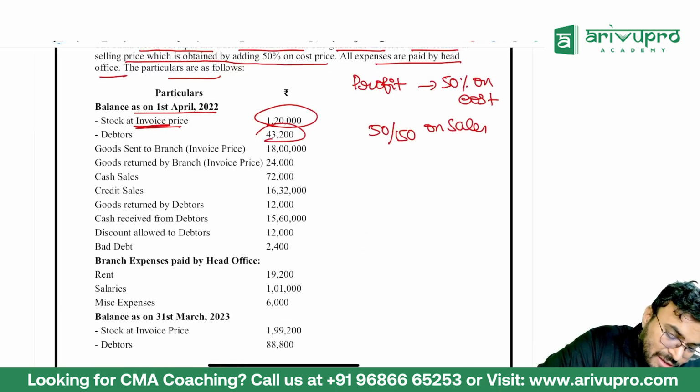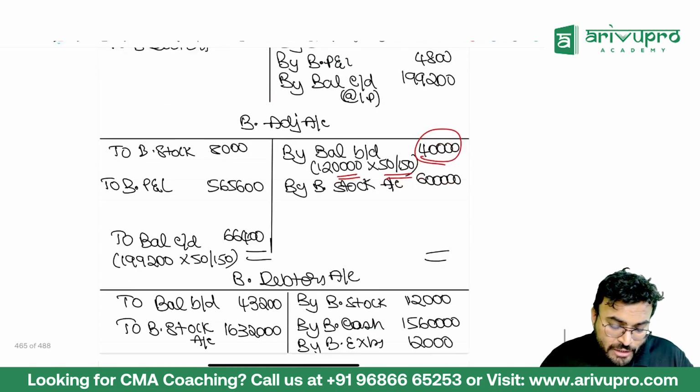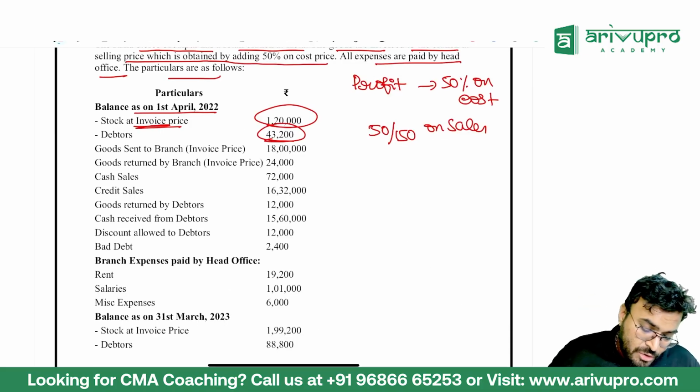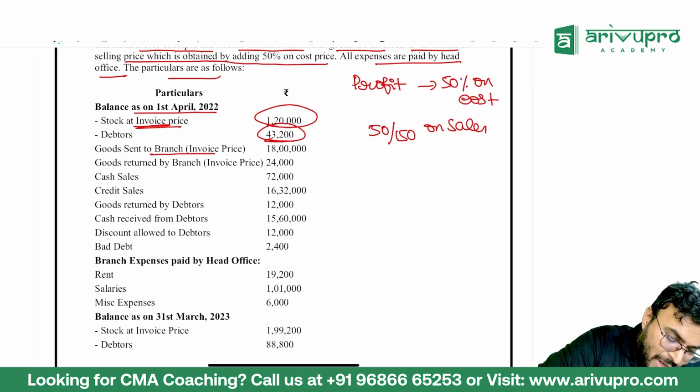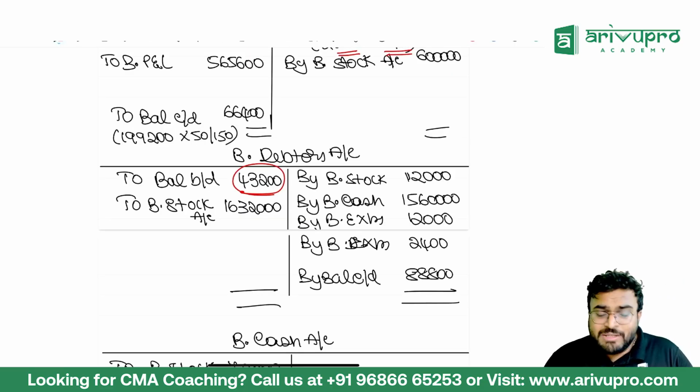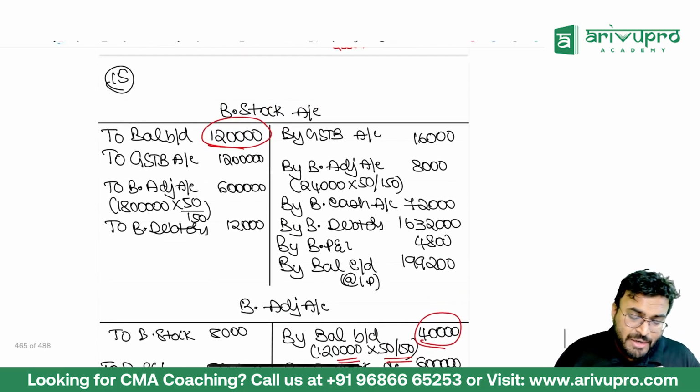Next, debtors opening balance 43,200. Go to branch debtors and write to balance brought down 43,200. Goods sent to branch at invoice price. What is the entry? Branch stock account debited, yes.